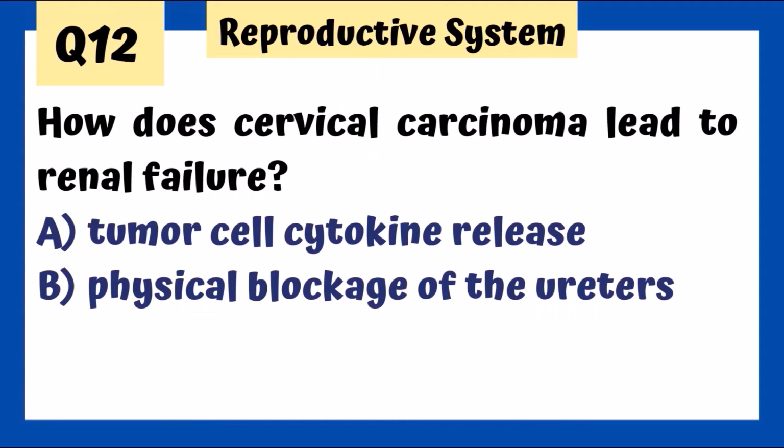Question 12. How does cervical carcinoma lead to renal failure, tumor cell cytokine release, or physical blockage of the ureters? It's going to be physical blockage of the ureters. That's what happens. The tumor, when it grows in the cervix, it grows laterally, and therefore it blocks the ureters. Small picture of that over here. And since it blocks the ureters, the urine goes back up, leading to hydronephrosis, leading to renal failure. That's actually one of the most common causes of death in patients with cervical carcinoma.